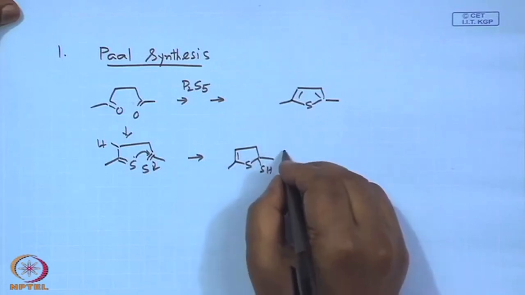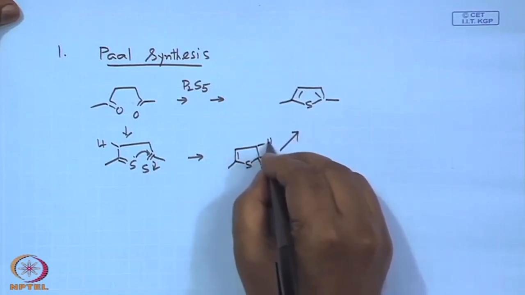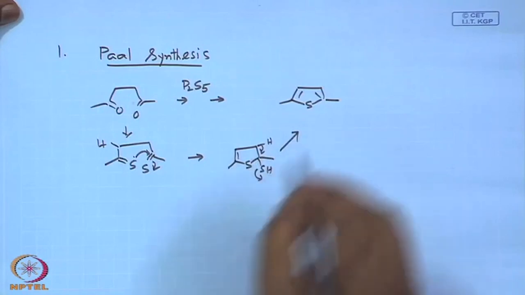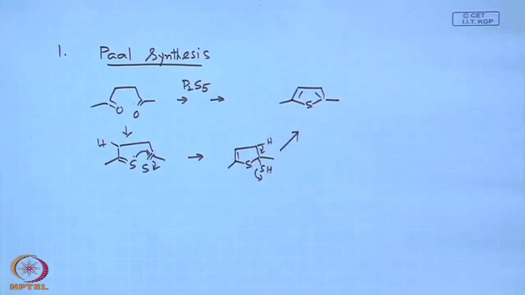And then, as usual, for aromatization, you lose H2S, so you get to this one. The only disadvantage with this method, which many of you probably do not know, is that P2S5 is a pretty reactive reagent. Number two, it is an inorganic material, so it does not tend to dissolve in organic solvent. So it is sort of like a heterogeneous reaction.